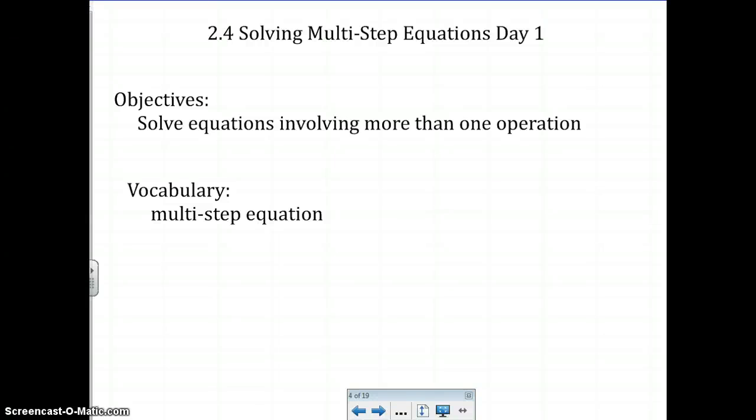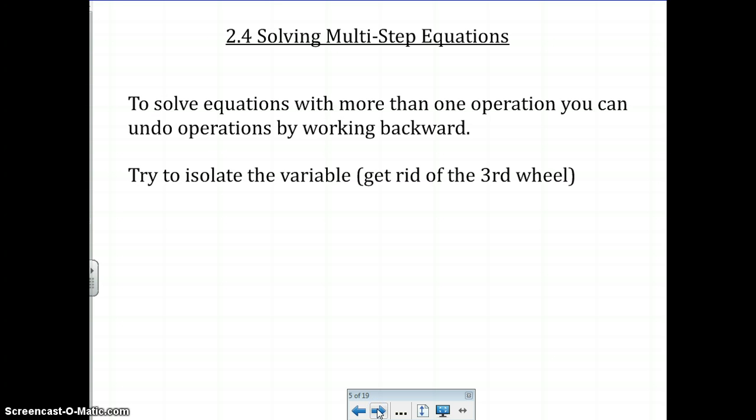Okay, so today we're with day one of solving multi-step equations. We're going to use the information that we've gained over the last two lessons and just add one more layer to what we're doing. A multi-step equation is an equation that needs more than one step to solve. To solve equations that have more than one operation, we often undo operations by working backwards. So we're kind of taking the order of operations and going backwards in most of the cases.